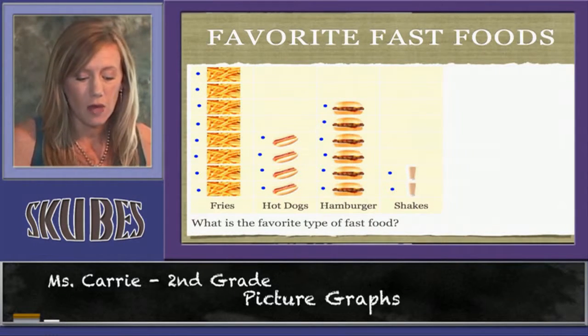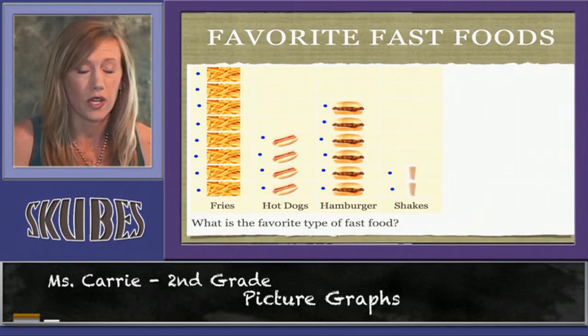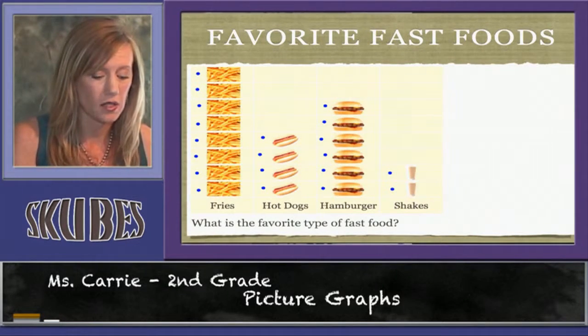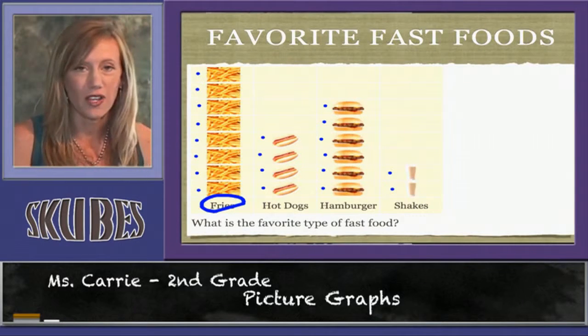What is the favorite type of fast food? Well, let's look. Who picked the most? They picked French fries the most. So French fries would be the favorite type of fast food.